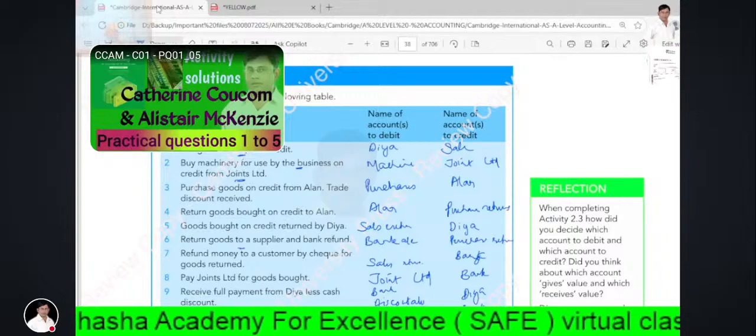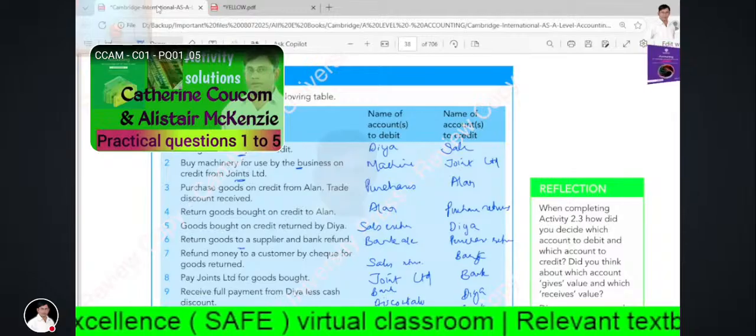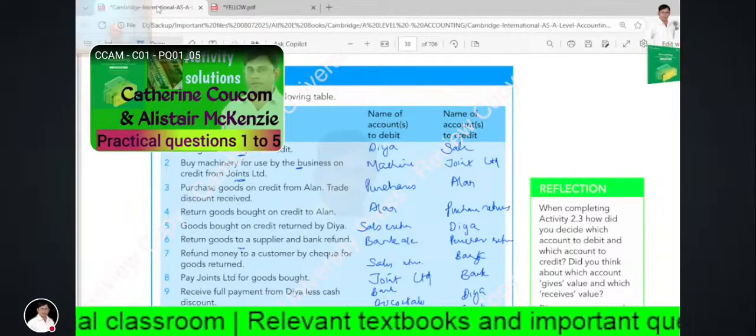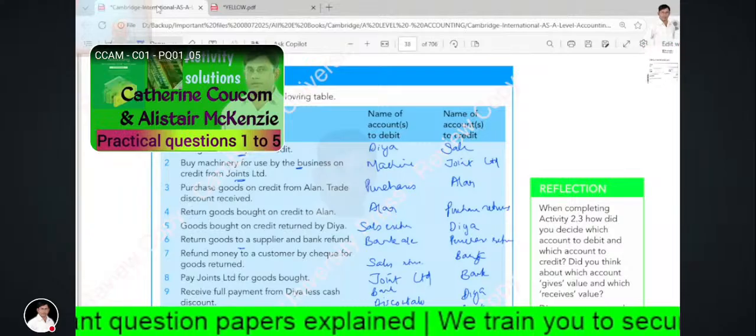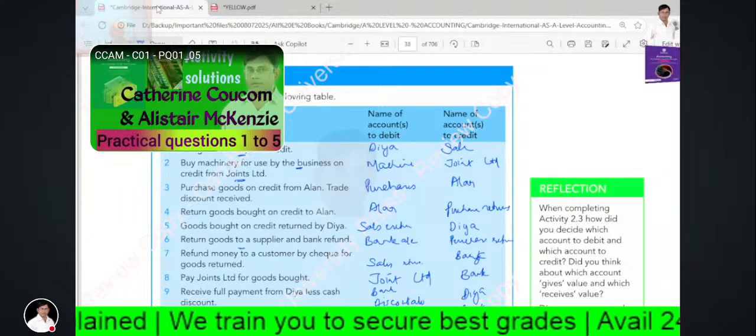So what you can do normally. So this is activity 2.3, David Hopkins, the latest book. So okay.